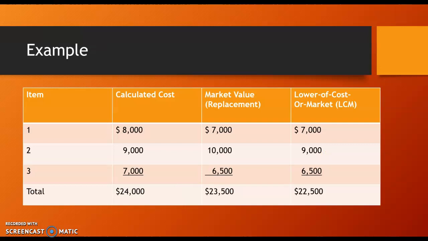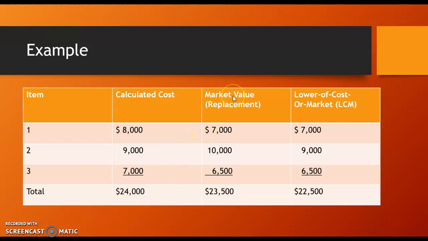All right, so here is an example, and here we have 3 products, okay? Now, we calculated out the cost, the LIFO, FIFO, whatever we used, for the first category of products, and that's $8,000, $9,000 for the second, and $7,000 for the third. So altogether, sitting in our trial balance under the word inventory, we have $24,000 as being our ending inventory cost.